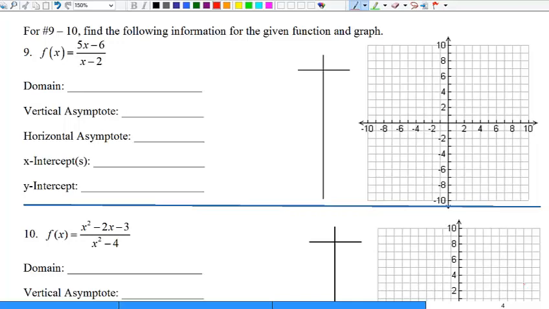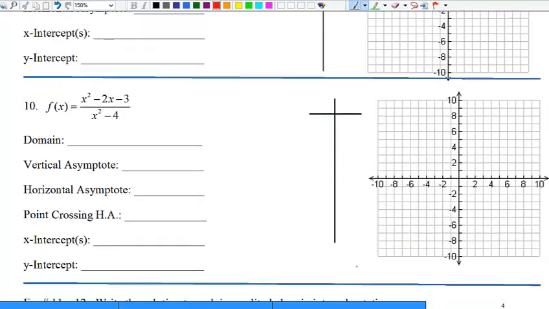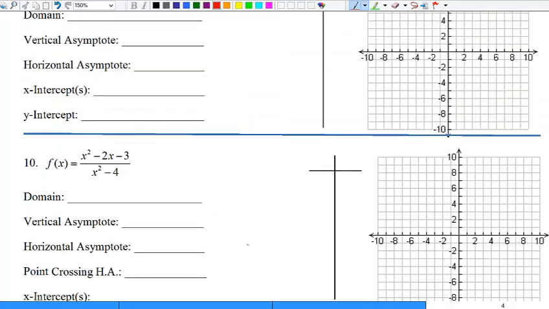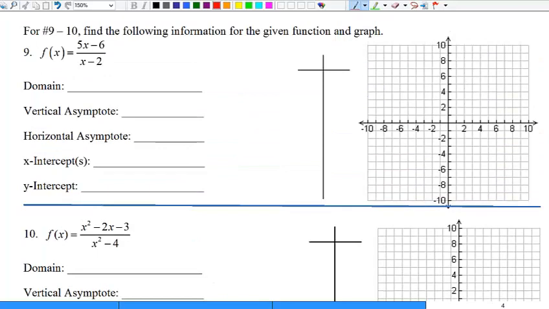But if you look at number 10, it has a point crossing the horizontal asymptote. Because that has a line for it, that one's going to have one. So if there isn't a blank for it, that means not that I forgot it, but that I chose not to put it on there to try not to confuse you.